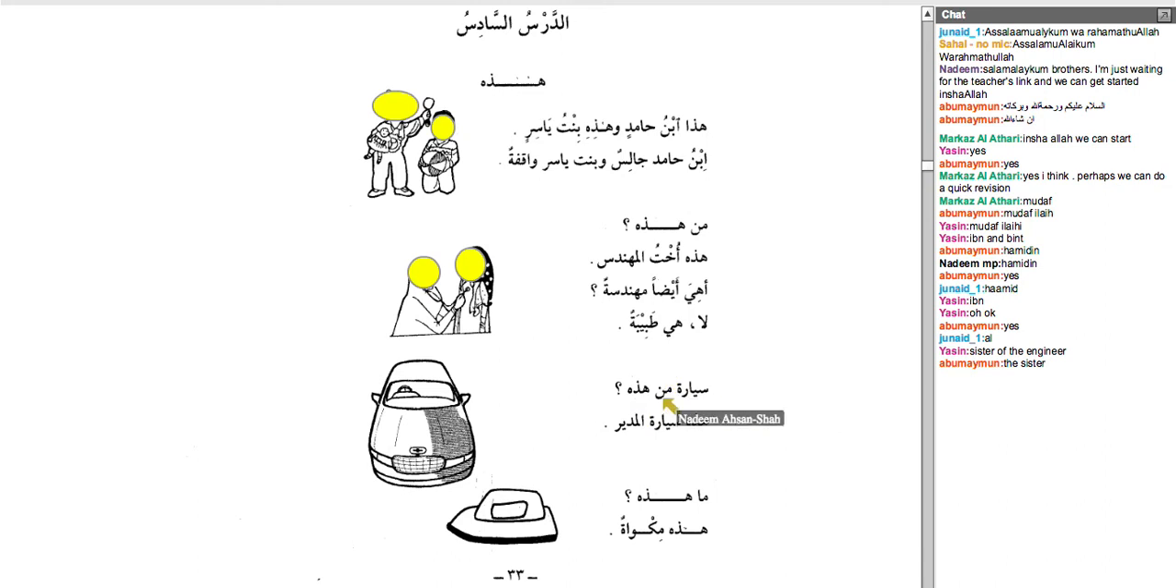Okay, we've seen this construction before. سيارة. سيارة من هذه؟ When he introduced مضاف و مضاف إليه, this was in one of the sentences when the teacher was saying to Ali or to someone, كتاب من هذا أو قلم من هذا, whose book is this or whose pen is this. سيارة من هذه, whose car is this.